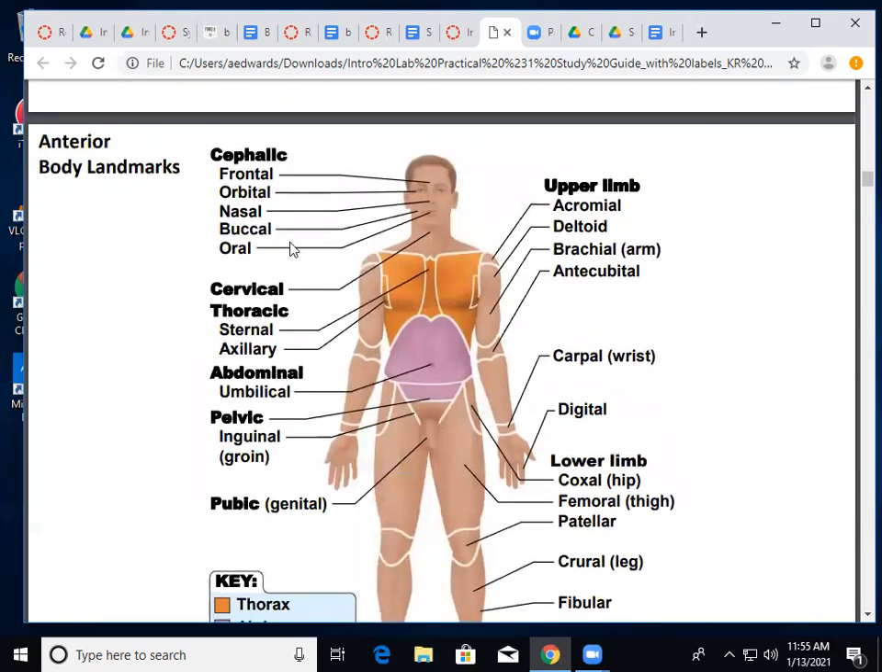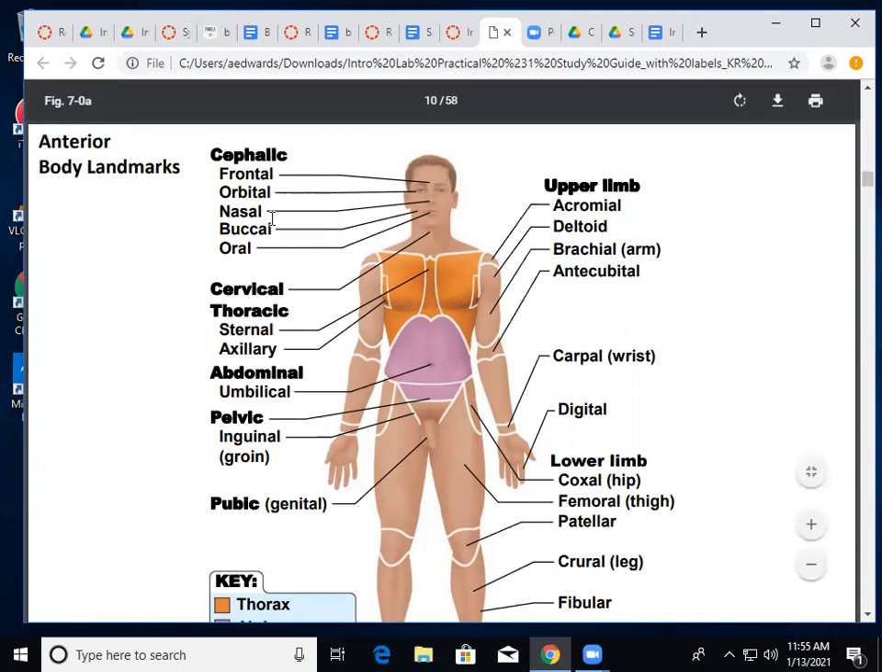We also have body landmarks we want you to know. So we'll start with general categories and then get more specific. The head is cephalic, right? Ceph means head. This is your upper limb, and this is your lower limb. This is your pubic region, pelvic region, right in here. It's the pelvic region, the abdominal region, thoracic region, cervical region.